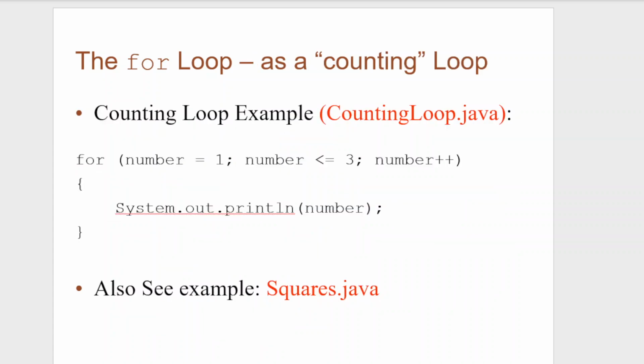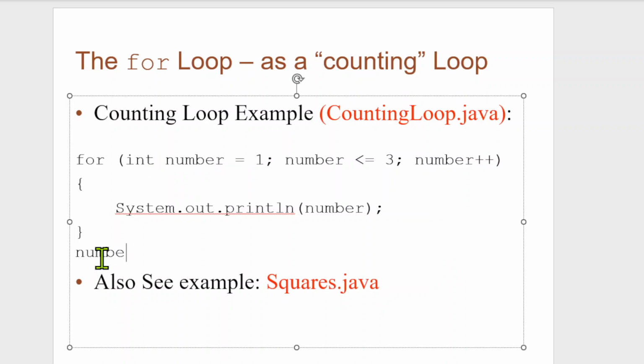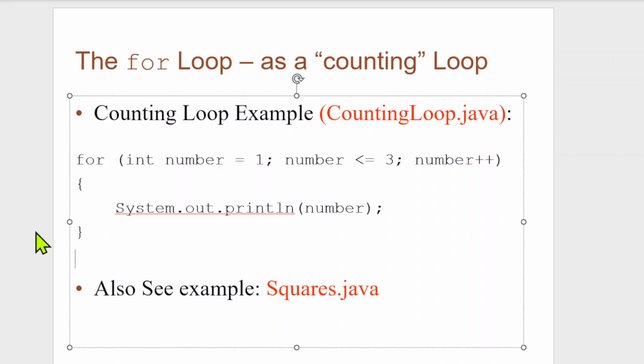So if you went back and declared the number in the initialization section, and I tried to print that number value out down here now, it's going to say that's not a variable. It doesn't exist outside of that scope.